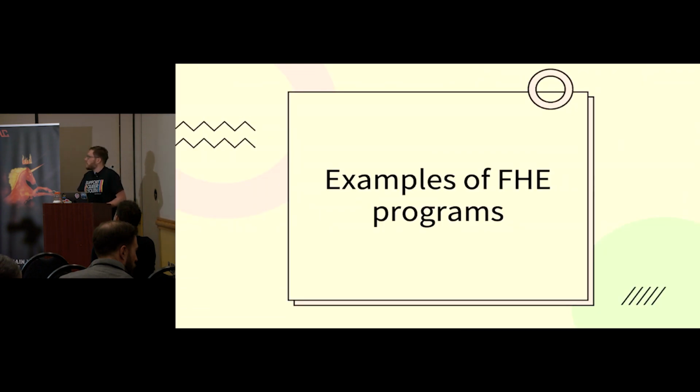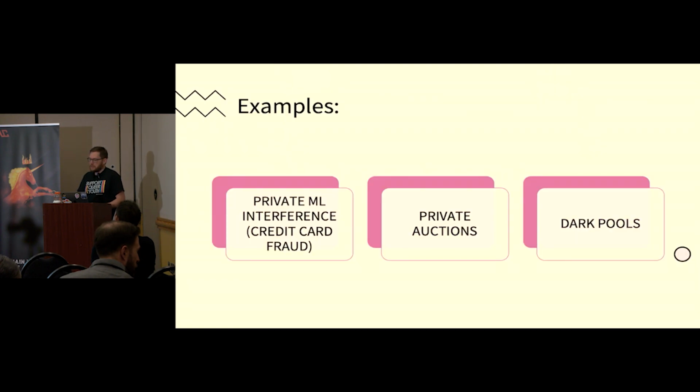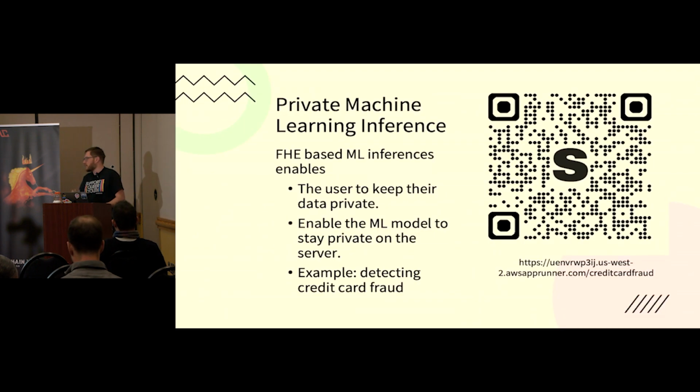So with that, let's get into some examples of FHE programs. We're going to go through 3 different examples. One is a private ML inference example, which is doing credit card fraud detection. Another one that we're going to talk about is private auctions. And the third one is called dark pools, which are a financial instrument in both traditional finance and in crypto markets.